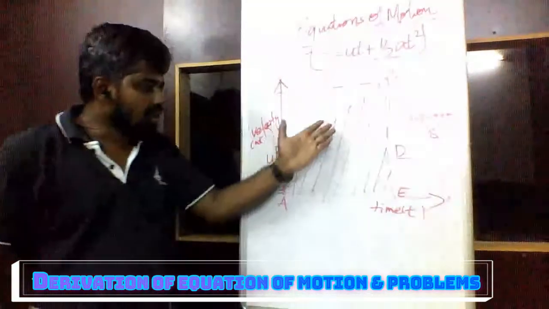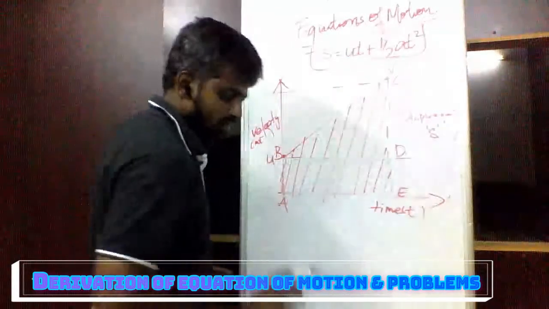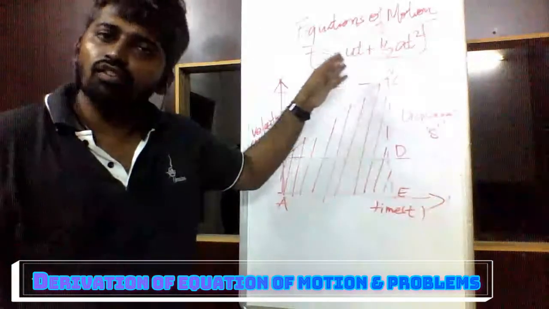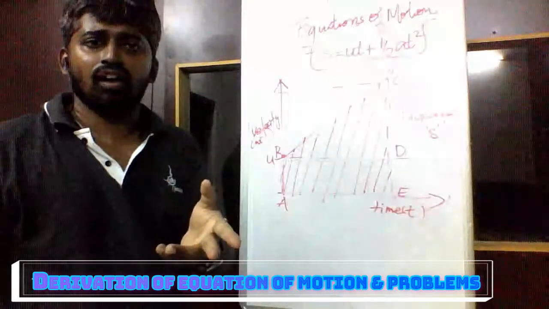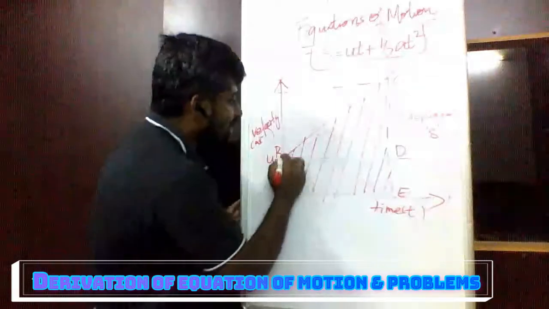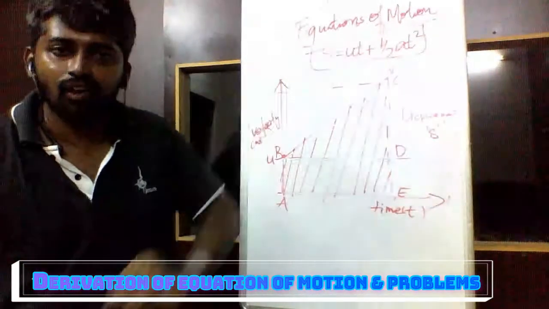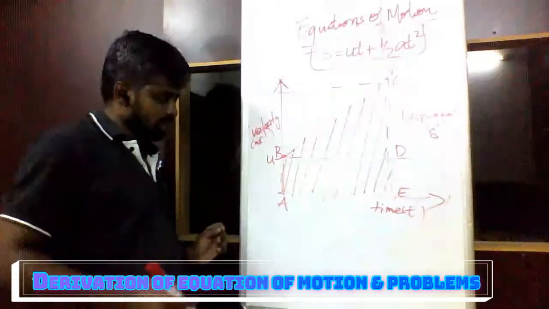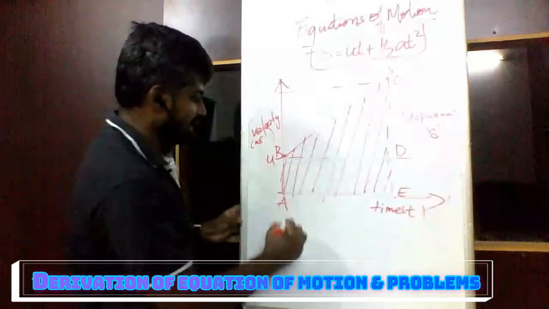So what is this area? Area of this rectangle and area of this triangle. This is the second equation of motion, S is equal to ut plus half at square. How can we find the third equation? V square minus u square is equal to 2as. Simple. This is already a trapezium. When you apply the formula of trapezium, you can find the third equation of motion. Only one graph, you need not be confused. In the book, it is a bit confusing. You follow this.